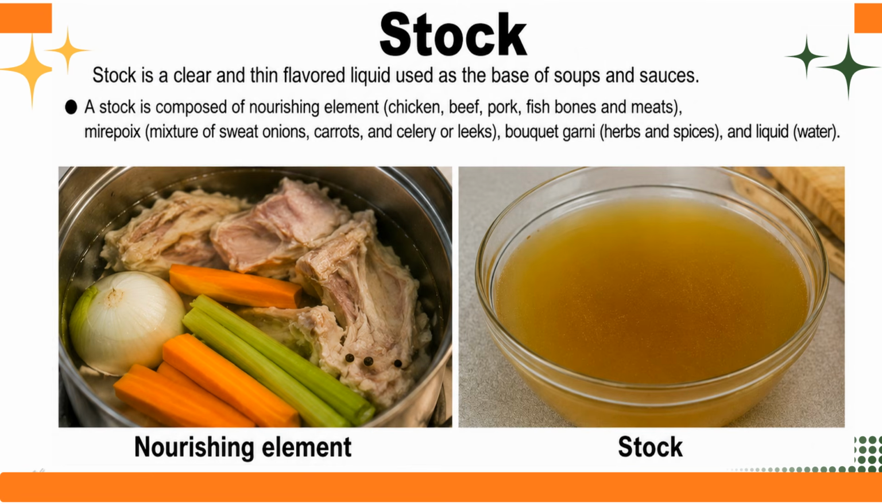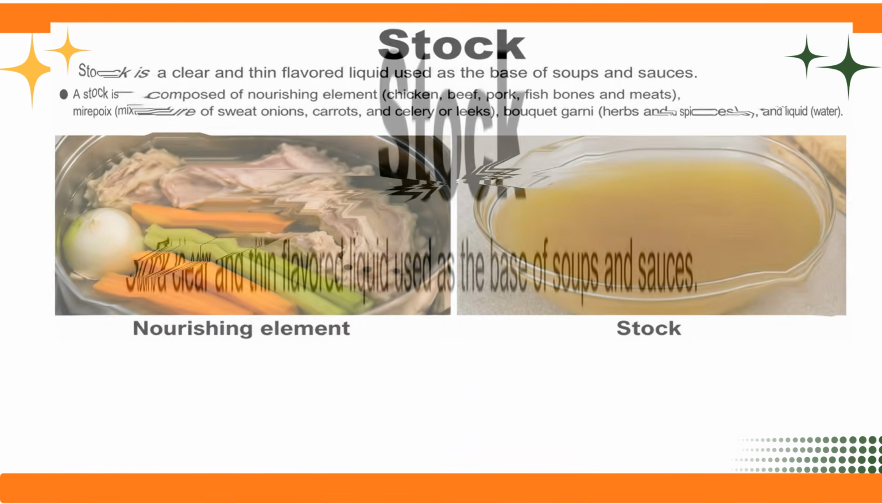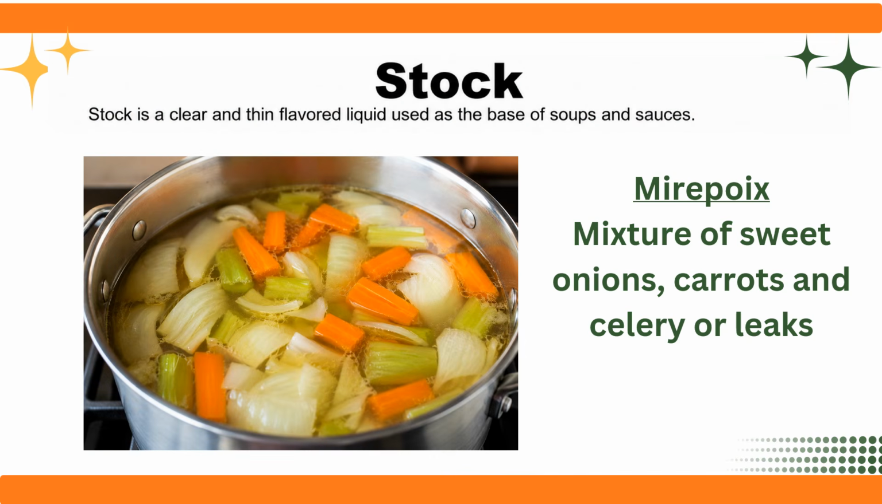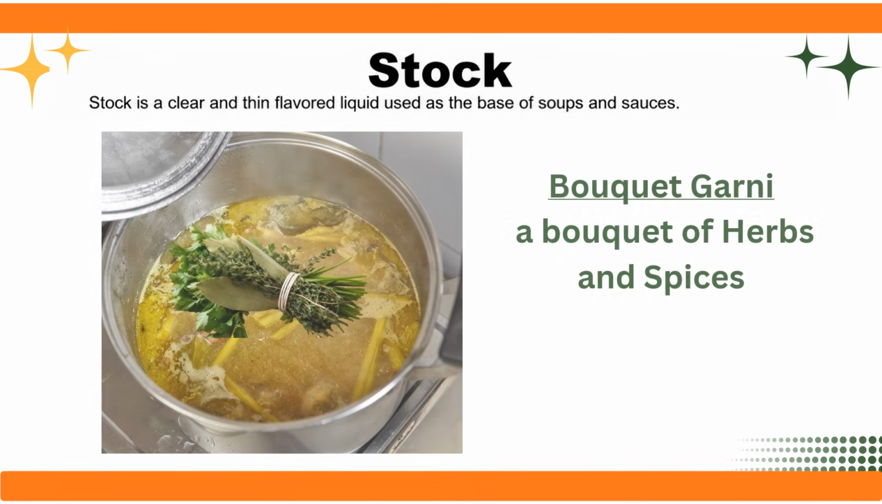A stock is composed of a nourishing element, or chicken, beef, pork, fish, bones and meats; mirepoix, or mixture of sweet onions, carrots, and celery or leeks; bouquet garni, herbs and spices; and liquid, water. Mirepoix, mixture of sweet onions, carrots, and celery or leeks. Bouquet garni, a bouquet or bundle of herbs and spices.